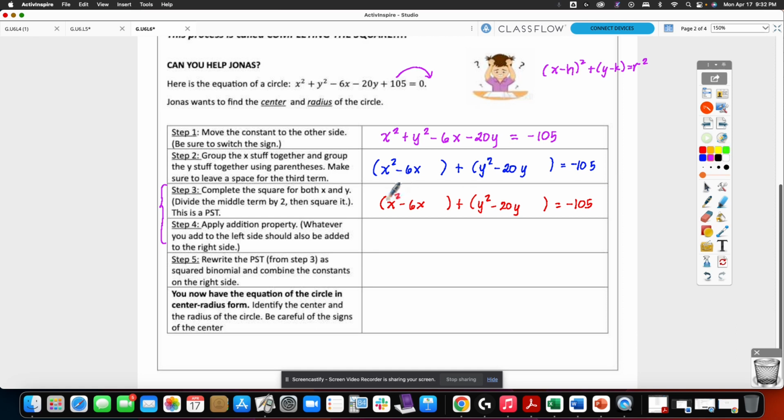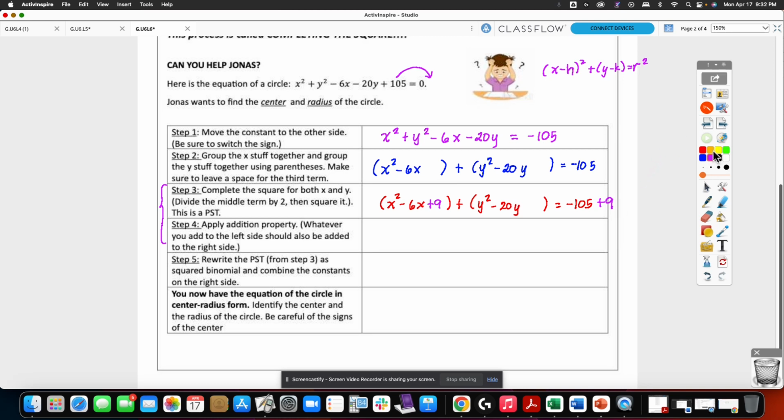Okay. How do we complete the square? We divide the middle term by 2, right? Just like we did earlier. So we divide the 6 by 2. 6 divided by 2 is 3. And then 3 squared is 9. So we added 9 here. We also need to add 9 to the right side.